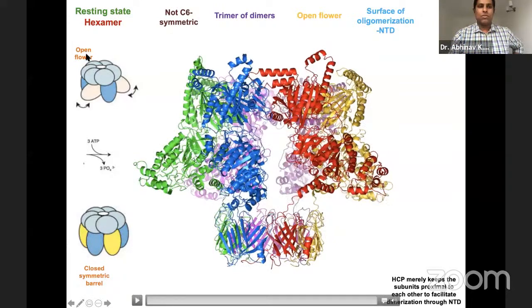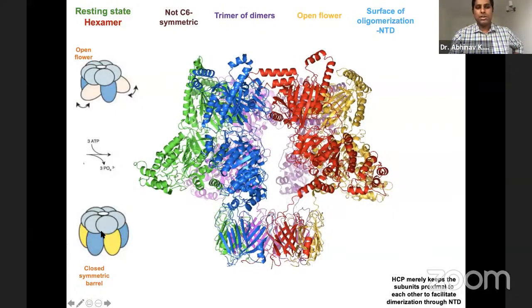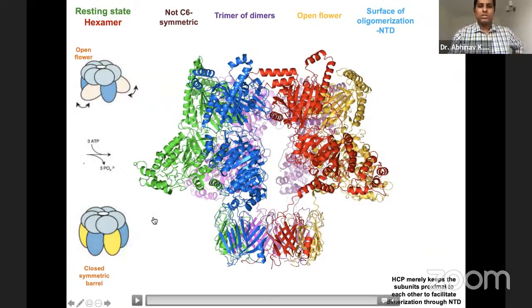So what we would ideally like is a closed symmetric structure, because this is the structure which we know would bind the B11, the other hexamer from the bottom, and then act as the bigger machinery for transport and pilus biogenesis. So what we are trying to do is to somehow get a closed hexamer, and also the structure of the B4 ATPase with the B11 ATPase together.